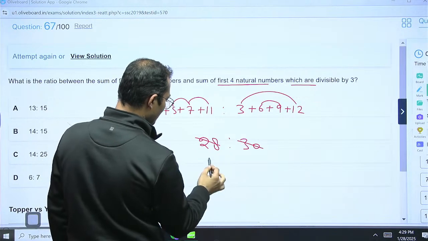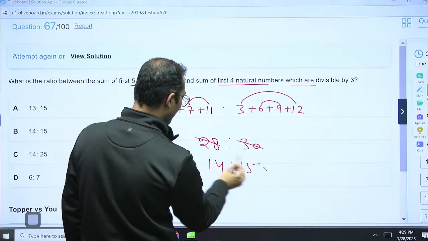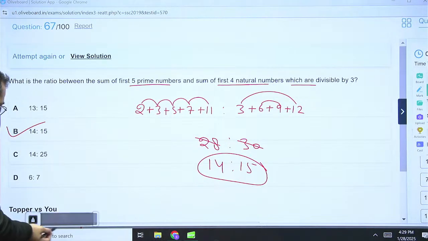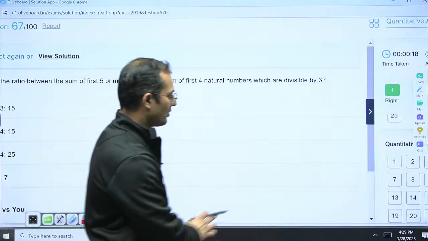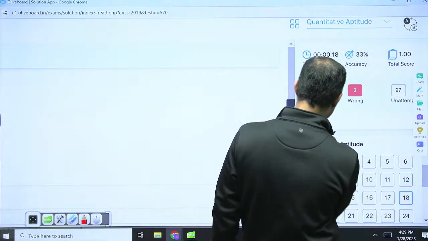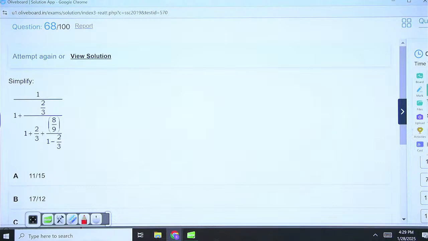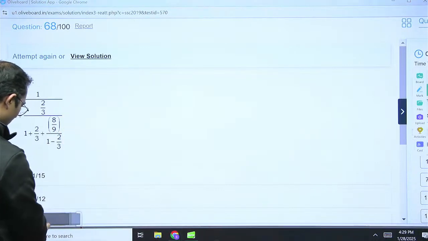So simply we can say that 14 is to 15. So 14 is to 15 is the right answer, yes? So 14 is to 15, B part is the right answer, okay? So let's move to the next question, question number 18. So tell me, so very good question, right? So see how we can solve this.